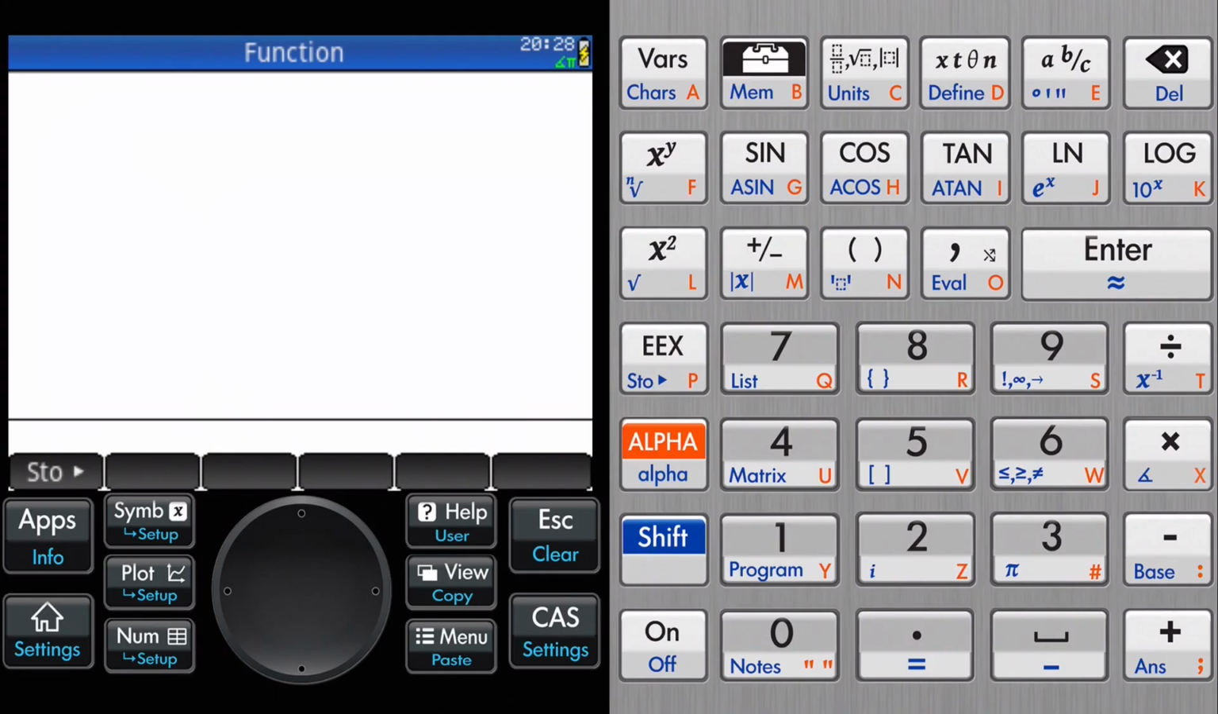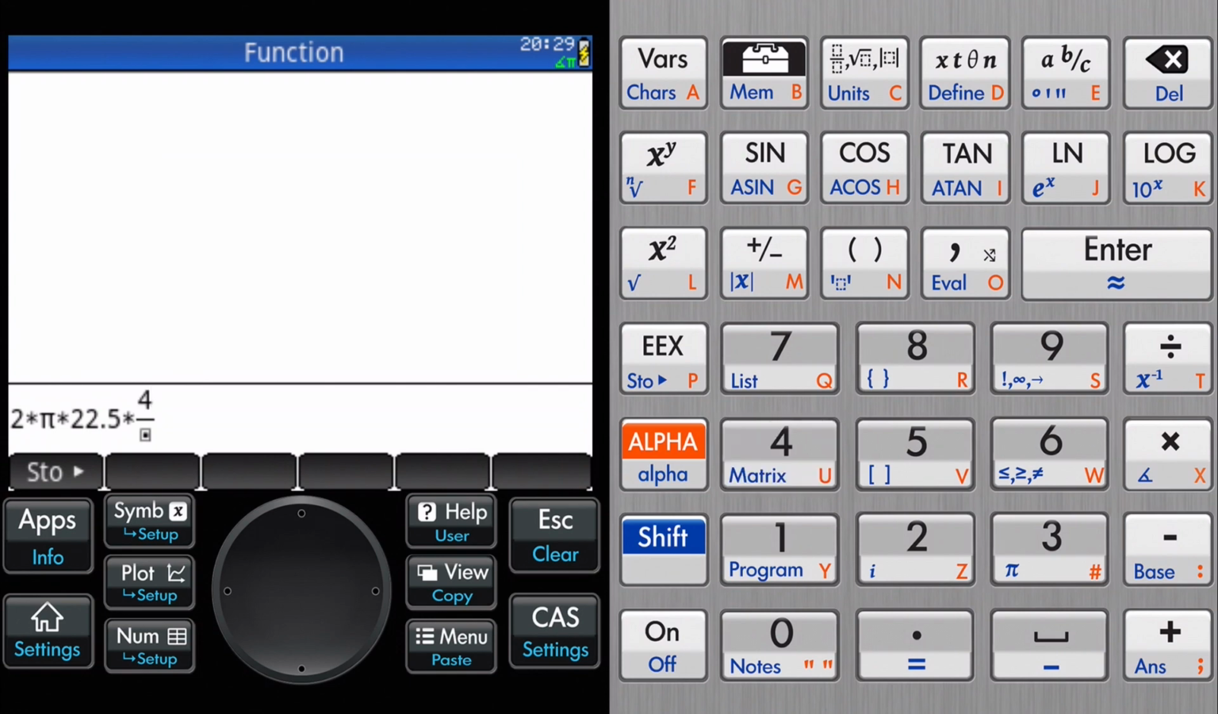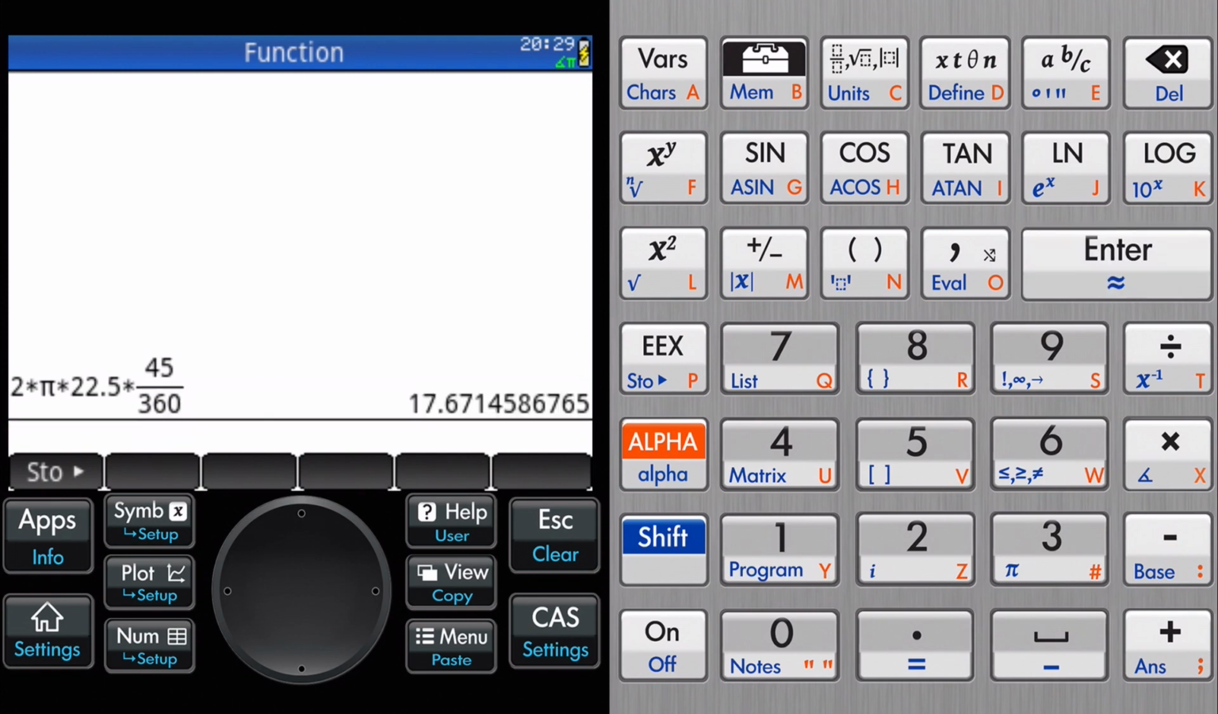Okay, so in the GDC, I'm going to type in 2 times shift and 3 for pi, multiplied by the radius, which we said was 22.5, and then I'm going to multiply that by, if I click on units, 45 over 360, and we should get an answer of 17.6714. Okay, so that is our circumference. So I'm just going to grab that and copy it.